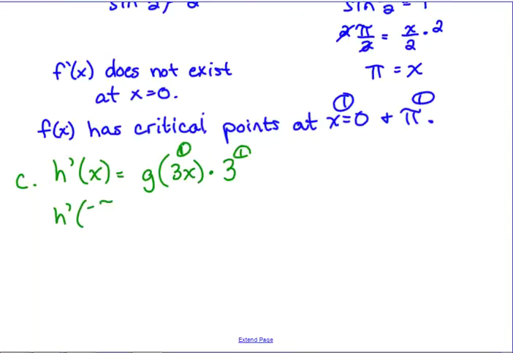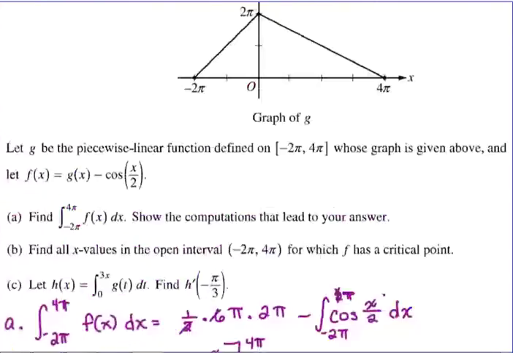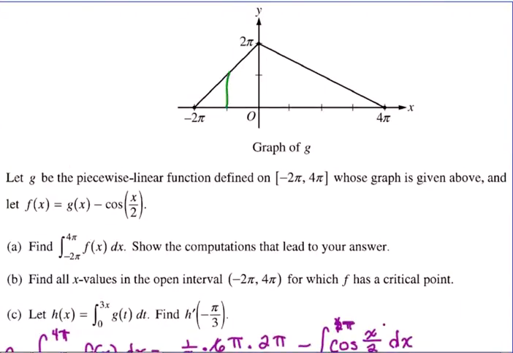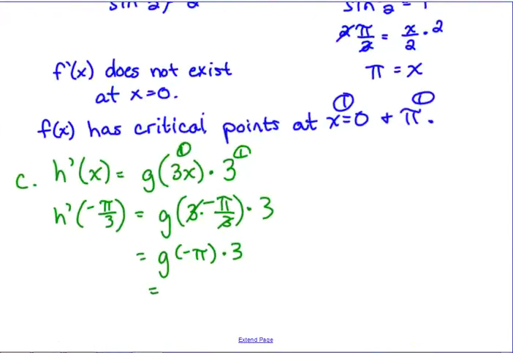Let's finish it. It wants it at negative pi over 3. So we plug that in. Guess what? The 3's cancel. So g of negative pi times 3. G of negative pi is going to come directly from our picture. So g of negative pi is going to be positive pi since that has a slope of 1. So 3 times pi is 3 pi.